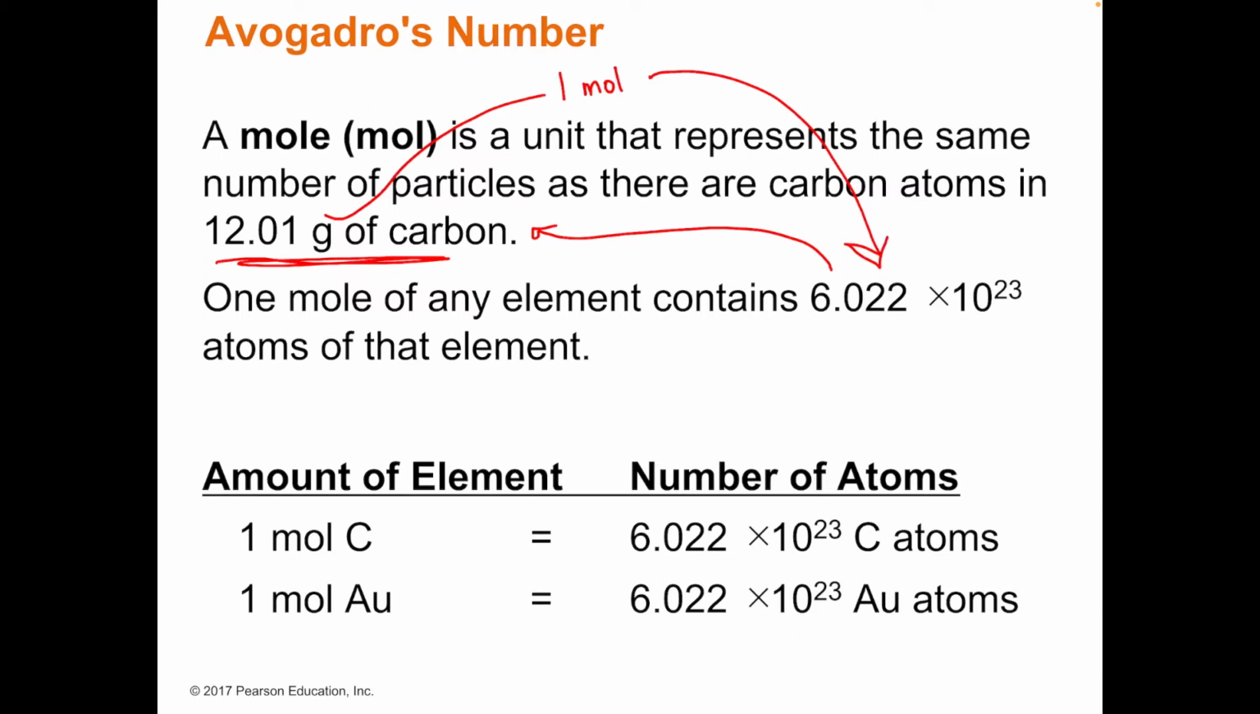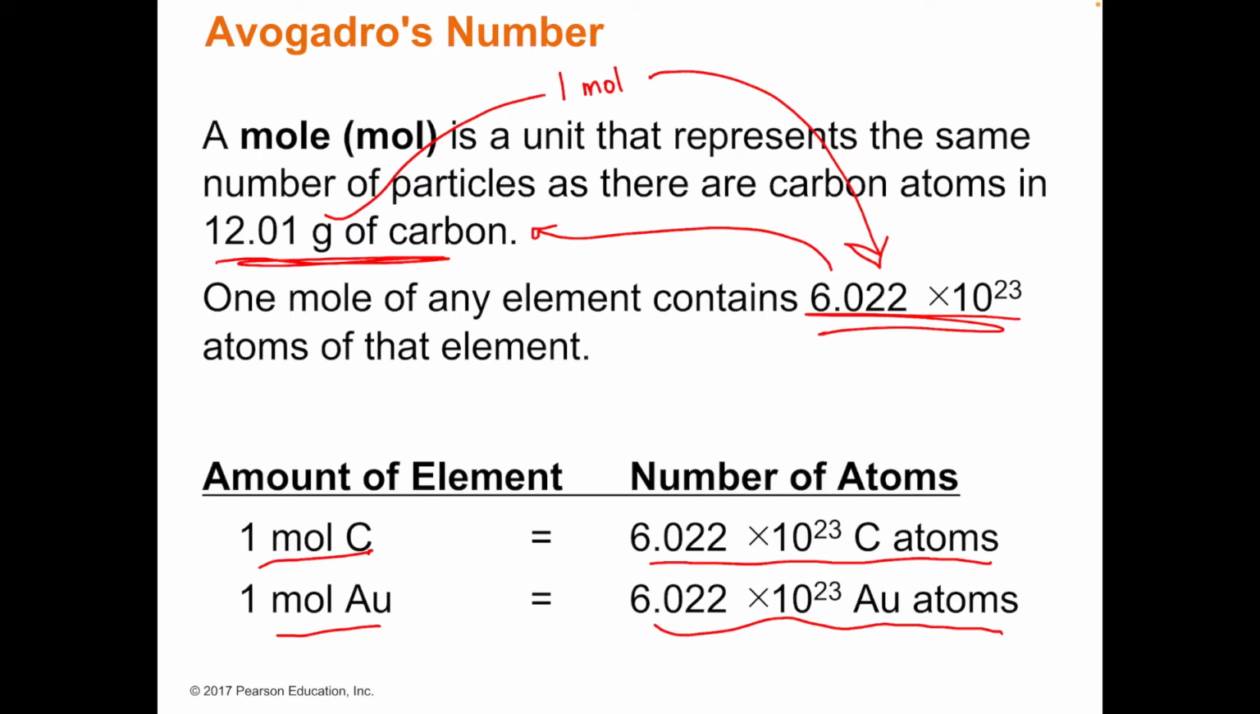But again, the whole point of using this number is so that we can count how many atoms or molecules or whatever it is that we're using. So again, it doesn't matter what we have. If we have a mole of carbon, then we have 6.022 times 10 to the 23rd carbon atoms. Or if we have a mole of gold, we have 6.022 times 10 to the 23rd gold atoms. And again, like if we had a mole of puppies, that would be 6.022 times 10 to the 23rd puppies. It is a way of counting something, right?